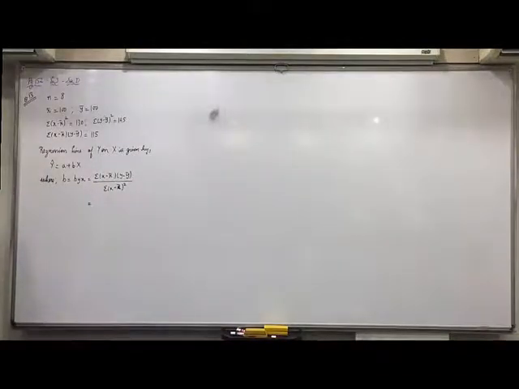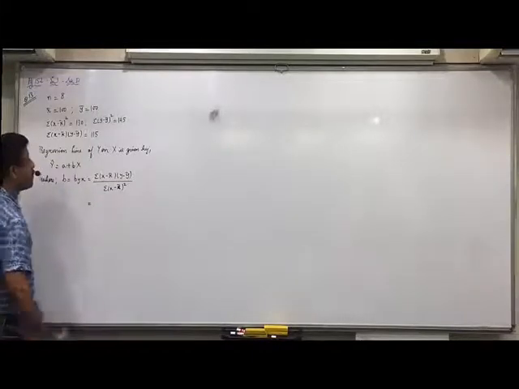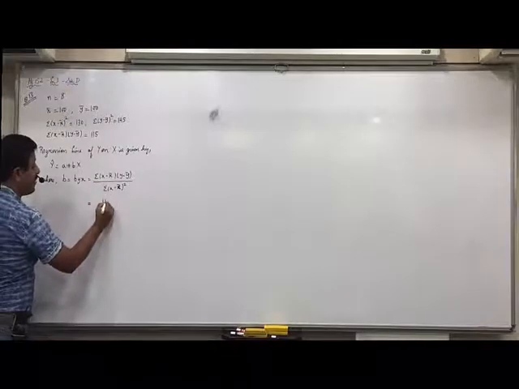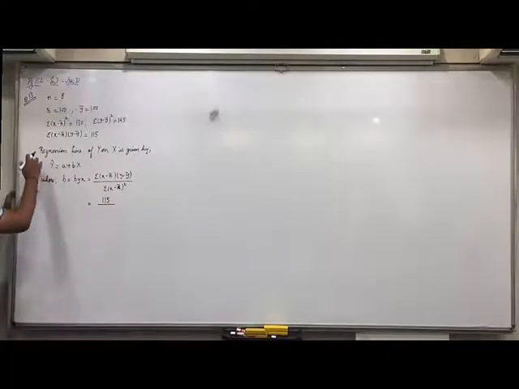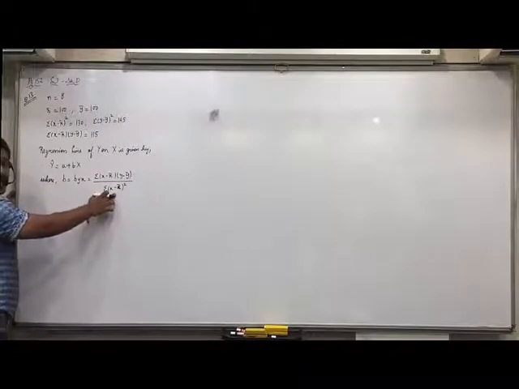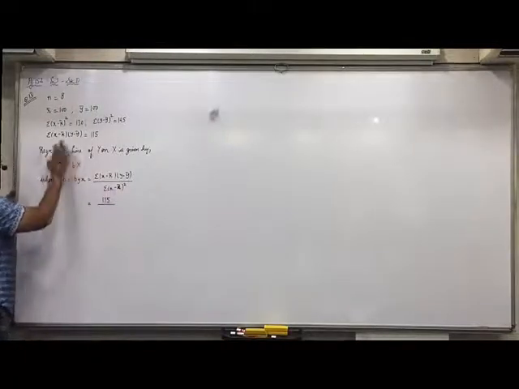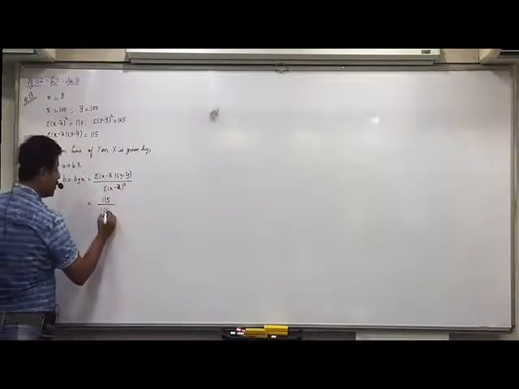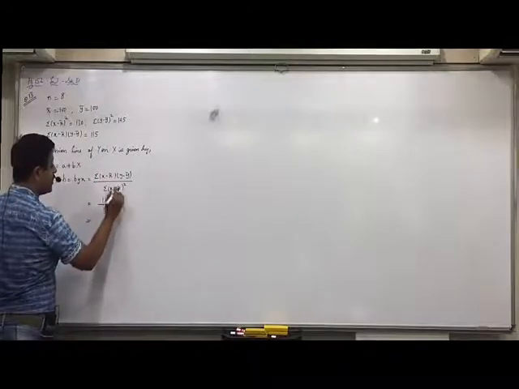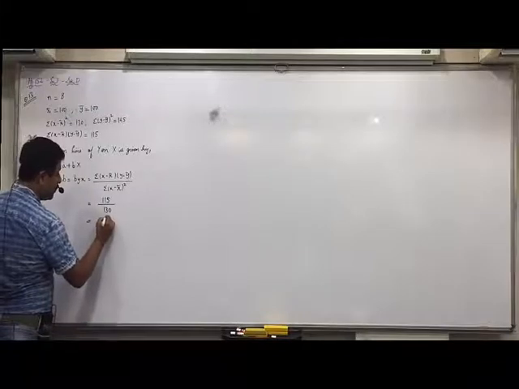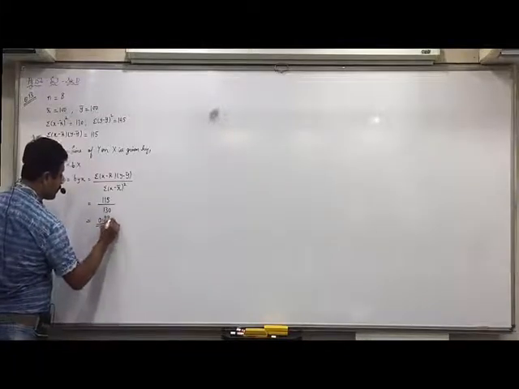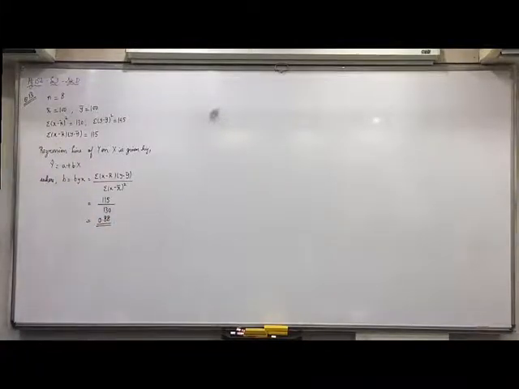Then, 115 upon sigma x minus x bar y minus y bar 115, upon what is x minus x bar whole square? Sigma x minus x bar whole square is 130. So now, is everyone clear with this? What is 115 upon 130? 0.88? Anyone having any doubt in this?